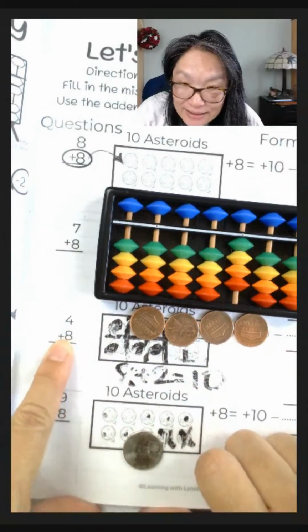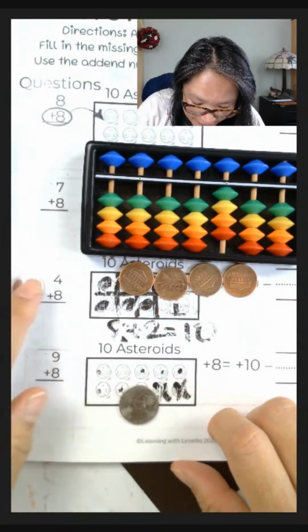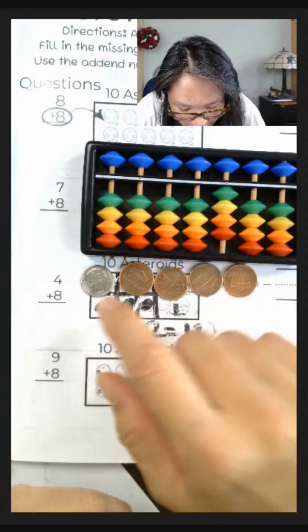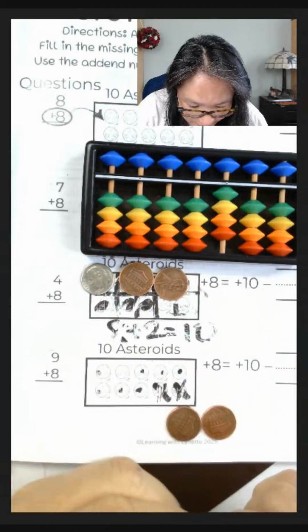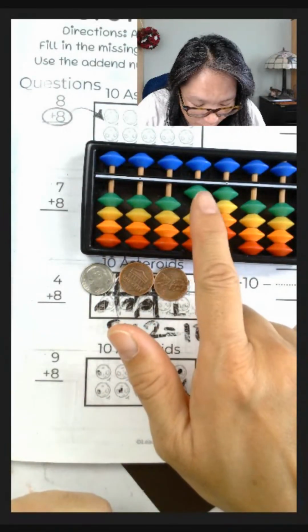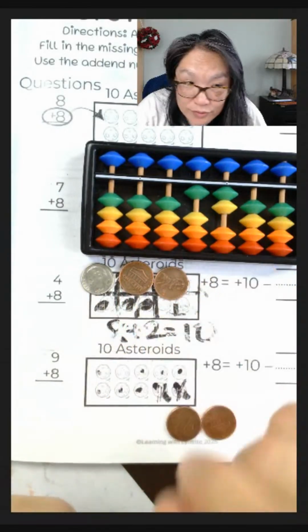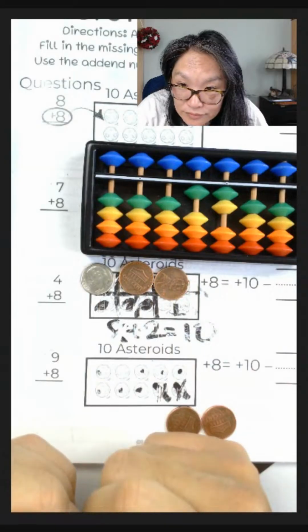I want to add the 8. If I give you 10 cents, that's too much. I have to take away 2. I can do it on my abacus. I can give you 10 cents, 1, 0. That's too much. I have to take away the 2. So my final answer is now 12.